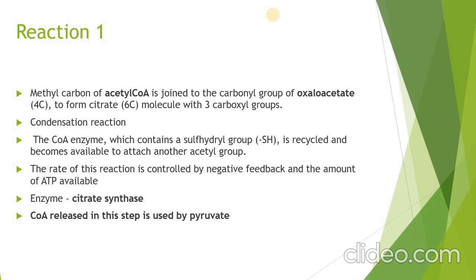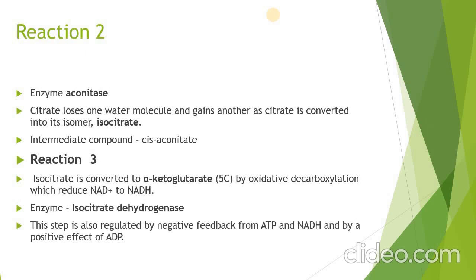This particular reaction is catalyzed by the enzyme citrate synthase, and the second reaction is catalyzed by the enzyme aconitase. Here the citrate loses a water molecule, that is, it is dehydrated in the first step, and then a water molecule is added to this intermediate compound, resulting in the formation of isocitrate. Isocitrate is an isomer of citrate, and the intermediate compound formed here is aconitate, which is an unstable compound. And then the third reaction is catalyzed by isocitrate dehydrogenase.